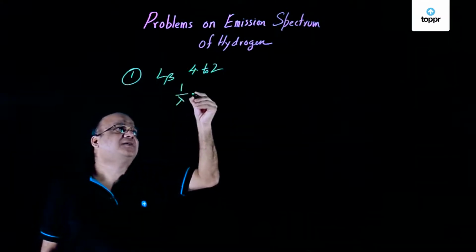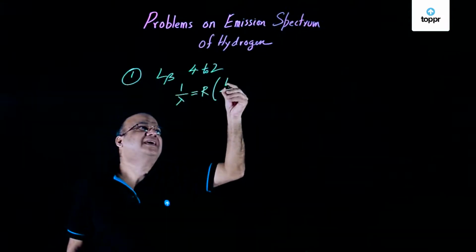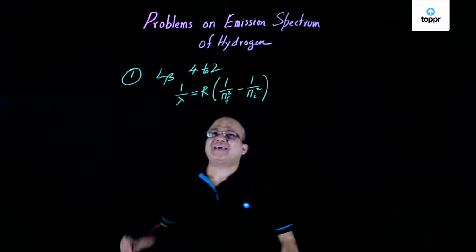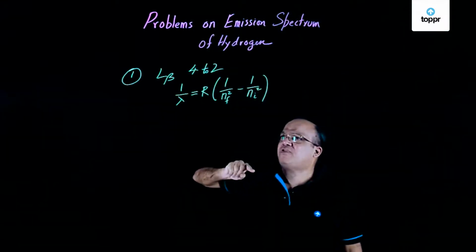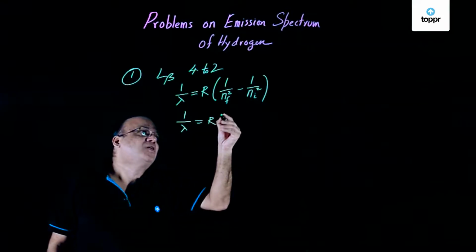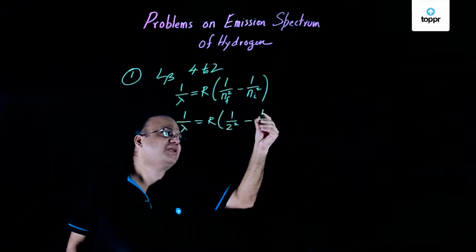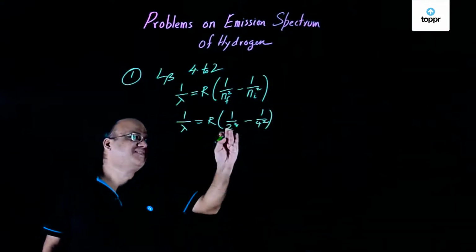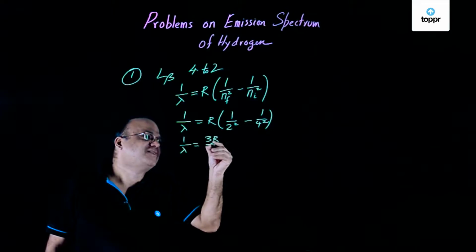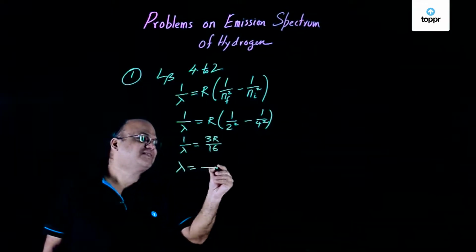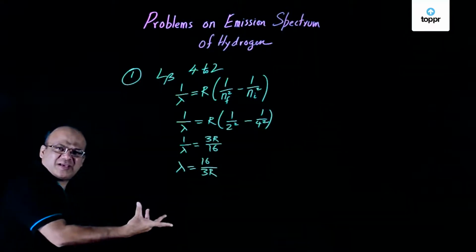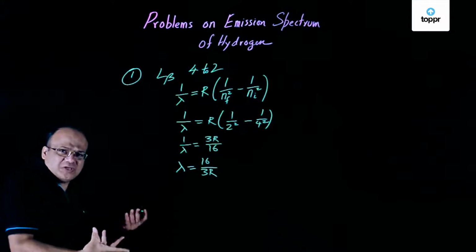So we have 1 by lambda equal to R, 1 by nf square minus 1 by ni square. Now, this is jumping from 4 to 2, so nf is 2, ni is 4. So 1 by lambda becomes R, 1 by 2 square minus 1 by 4 square. This is nothing but 3 by 16. So 1 by lambda becomes 3R by 16. Therefore, wavelength is 16 by 3R. It is better to memorize 1 by R. R will be given in the examinations, but 1 by R is easier to use in calculations.